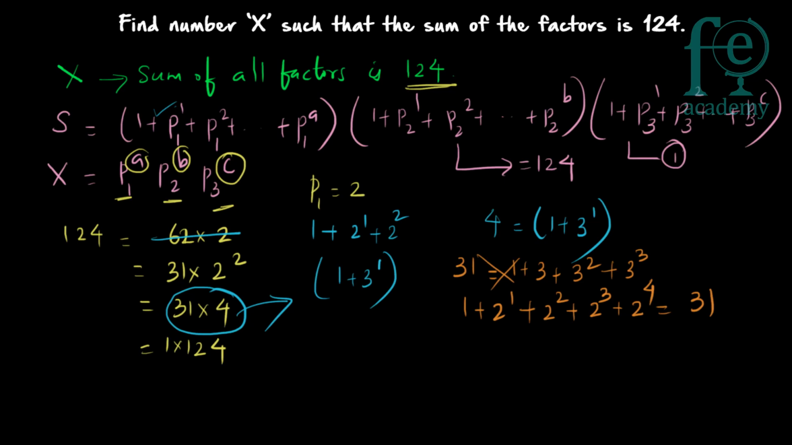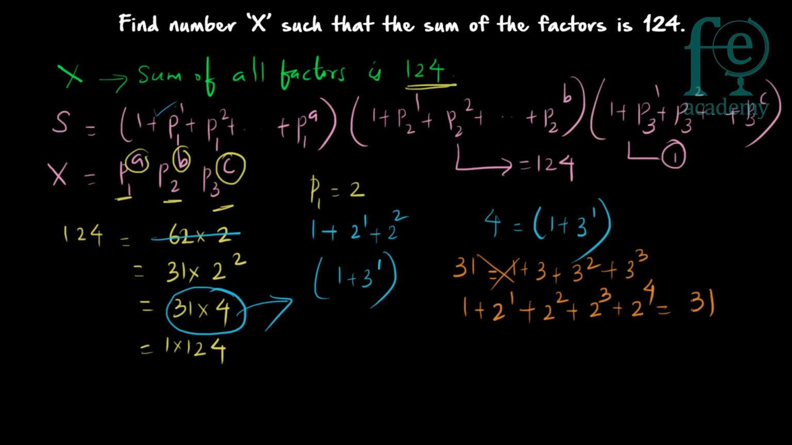So 31 can be expressed as a sum of powers of 2. 1 plus 2 raised to 1 plus 2 square plus 2 cube plus 2 raised to 4 is equal to 31. So is there any other way to express 31?